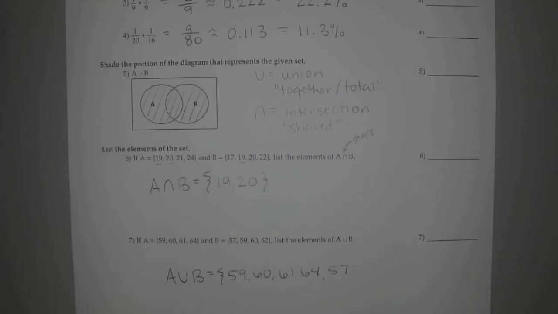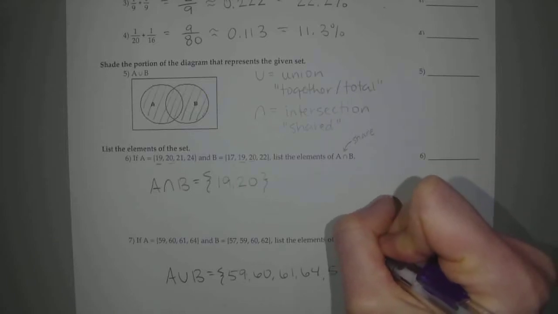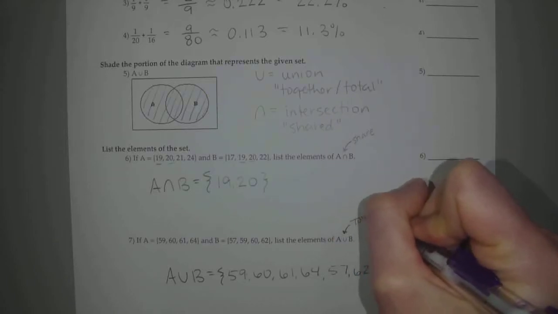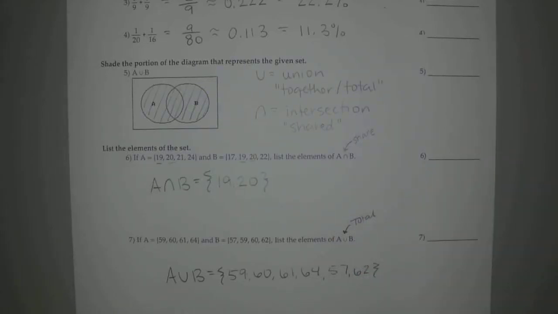He has 59, but notice A had 59 as well, so we don't need to repeat 59. And the same with 60. 60 was in both, so we don't need to repeat it. What about 62, though? Have we listed 62 yet? No, so we're going to add that in. So this is like the total. So the intersect is what they share.